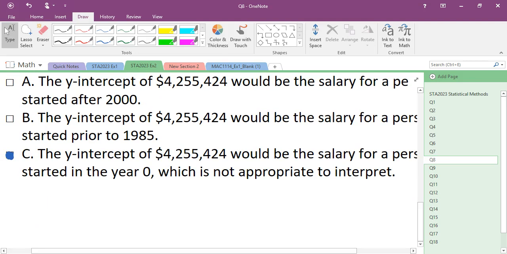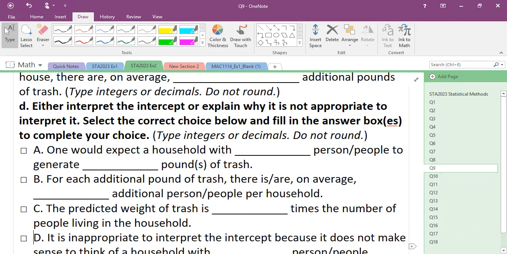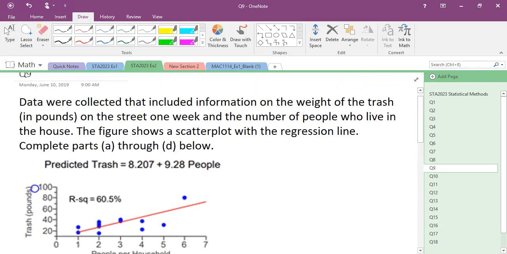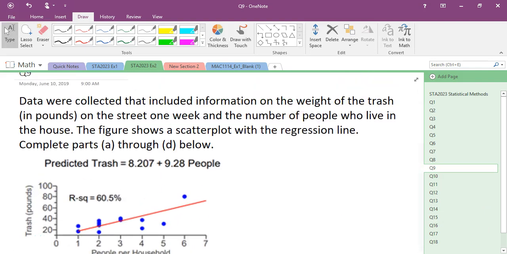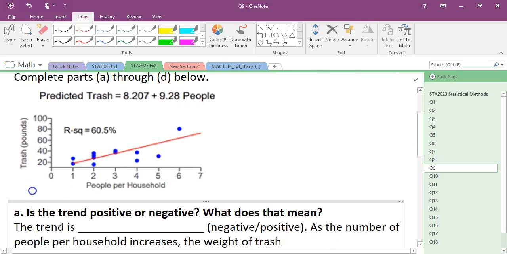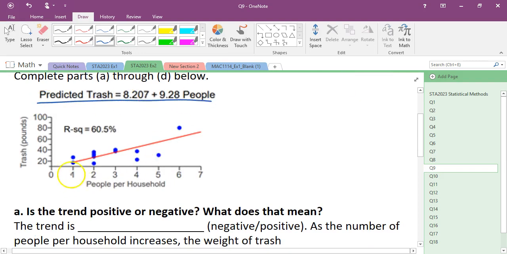All right. Number 9. So data was collected to include information on the weight of trash in pounds on the street one week and the number of people who lived in the house. So we have our scatter plot. We're going to answer some questions about it. So they give us our equation right here. They give us the R squared value, all those things to keep track of.